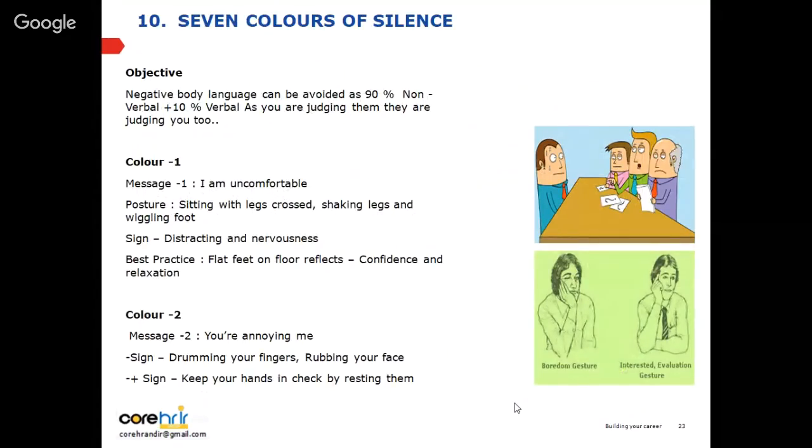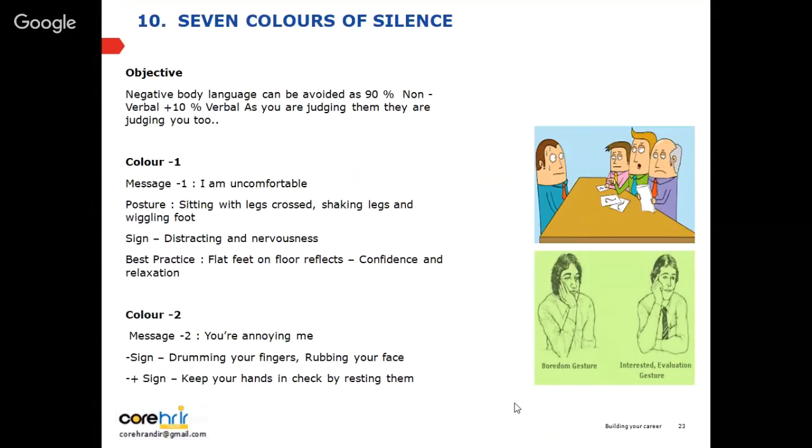So this is the seventh color of science. The important point is that, as I mentioned, when we are observing a candidate, the candidate is also observing us, and they are also observing our body language. So any negative body language can be avoided, and we have given some different examples here.